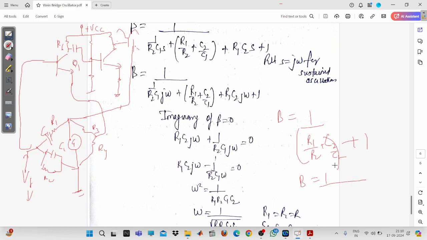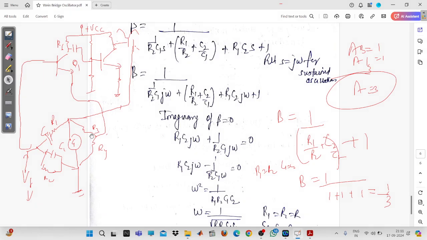Because we have selected R1 and R2 to be equal, and C1 and C2 are equal, this will be 1 plus 1 plus 1. So that will be 1 by 3. So B will be equal to 1 by 3. Now if you put the value, A beta will be equal to 1, so 1 by 3 times A will be equal to 1, A will be equal to 3. So this is the value, that is the amplifier gain value.